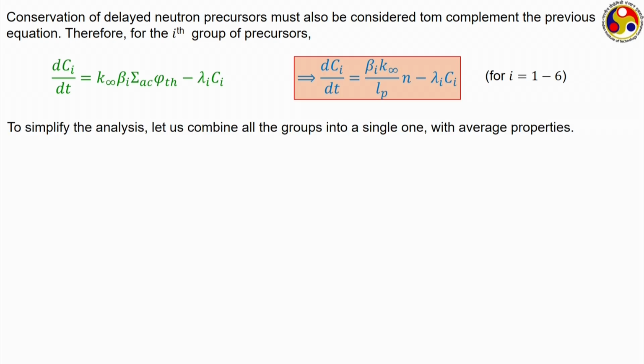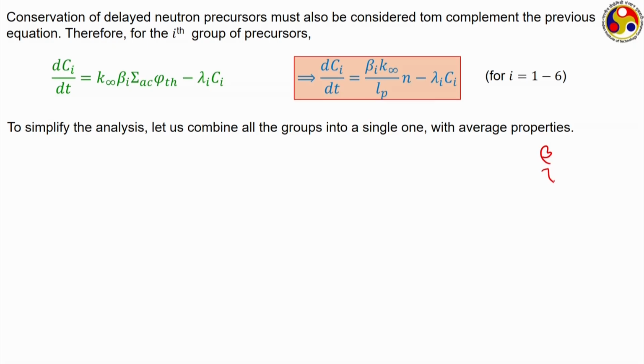If we are dealing with the 6 group model, then you have to consider there was one equation for neutron density, and now there are 6 equations for the concentration of delayed neutron precursors. So, there are a total of 7 equations in the framework, which is not possible to solve in the simple analytical framework of a class. So, we are combining all these 6 groups together into a single group, where the total delayed neutron fraction is beta, the decay constant is lambda and the total concentration is C.